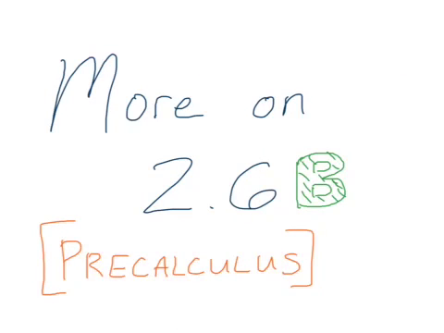Welcome back to Precalculus. This is the "more on" (that's two words) 2.6 part B. I guess B is kind of redundant since I said "more on," but again, you're in Precalculus. Let's do a few more examples.